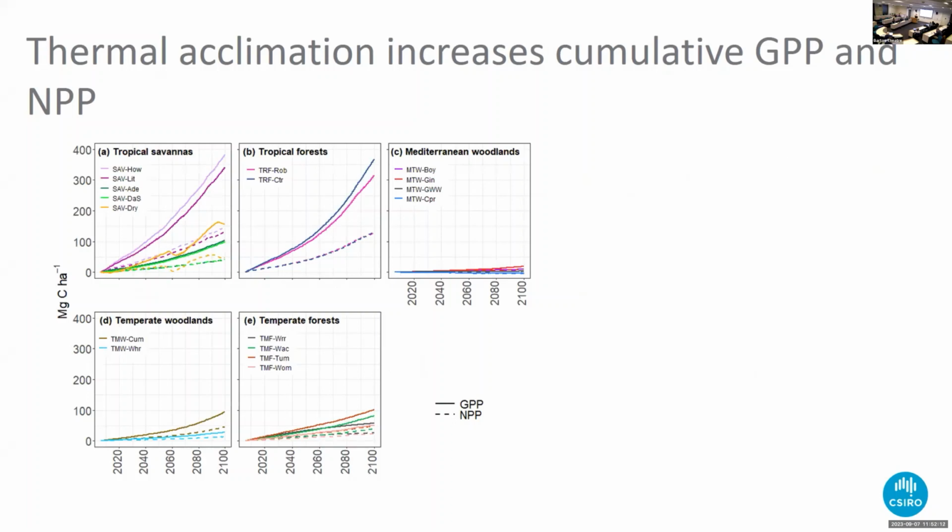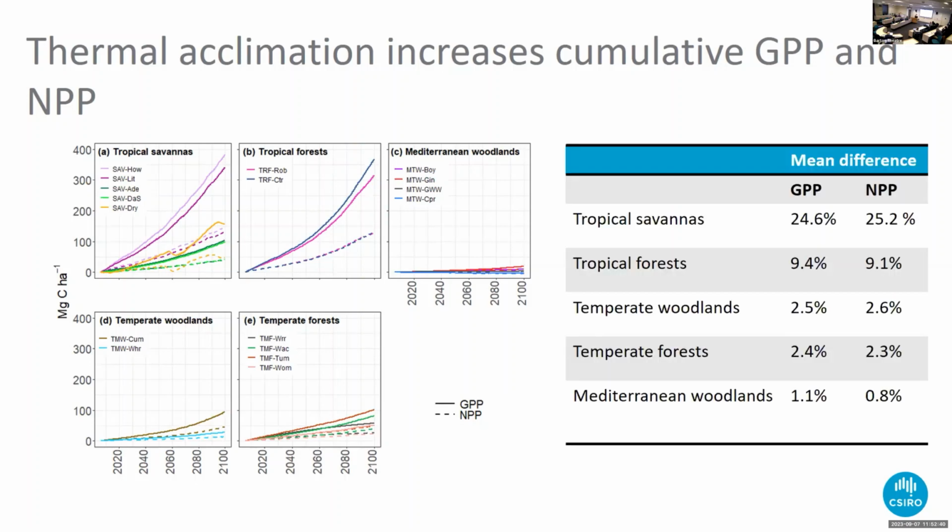So in relative terms, though, the greatest effect is on the tropical savannas with around a 25% impact, and tropical forests around 10%, and the other ecosystem types just got that 1 to 3% sort of increase in uptake. And again, as you would expect, because carbon in trees is a downstream effect of GPP and NPP, we also see a similar effect in live tree carbon.